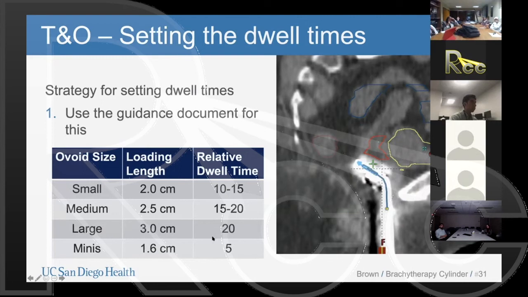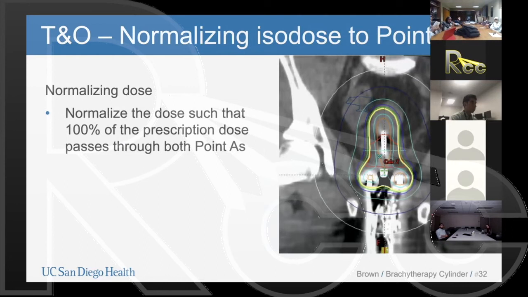Okay, so now we've defined our dwell positions, or locations, that it's possible for us to have inside the tandem and the ovoids. And now we have also assigned times to each one of those positions. Now we're gonna go ahead and normalize the dose such that the 100% isodose line runs through both point A's. That happens differently in different treatment planning systems, so I don't want to describe it in too much detail, but every treatment planning system will have a way to scale the time of each one of those dwell positions such that the 100% isodose line runs through the point A's that we have defined.